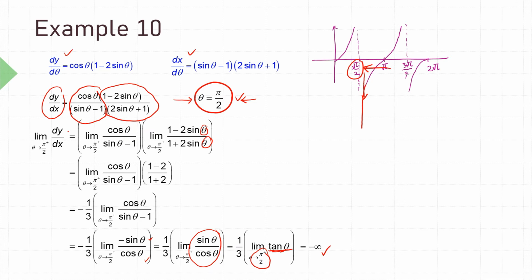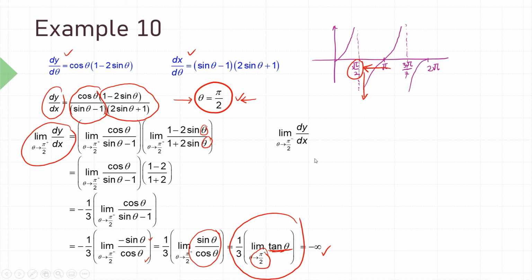Next, we have to find the limit of dy over dx as theta approaches pi over 2 from the left. We have this function, so we want to find it from the left. This is equal to 1 over 3 times the limit as theta approaches pi over 2 from the left of tangent theta. Now look at your graph of tangent. You are approaching pi over 2 from the left, and the graph is going upwards there, so it is positive infinity. So this is what you have.